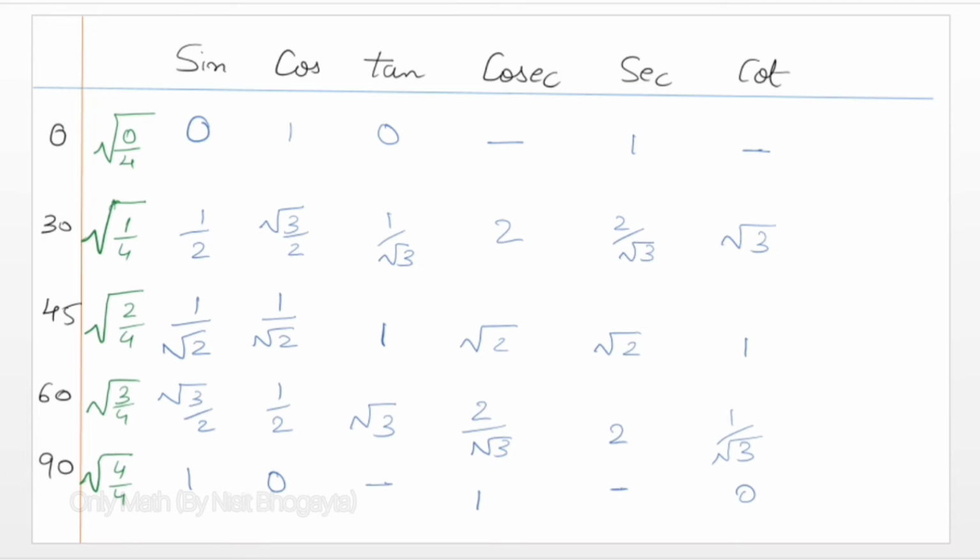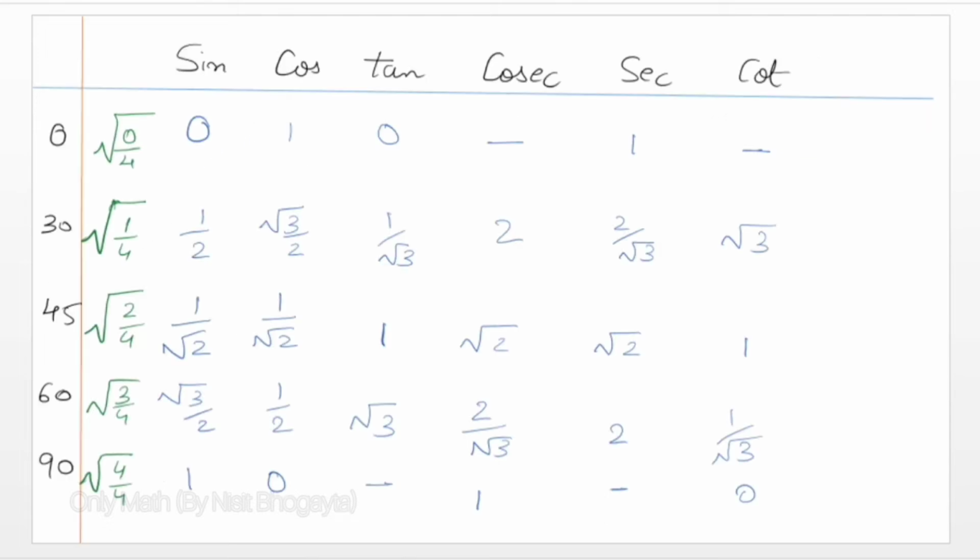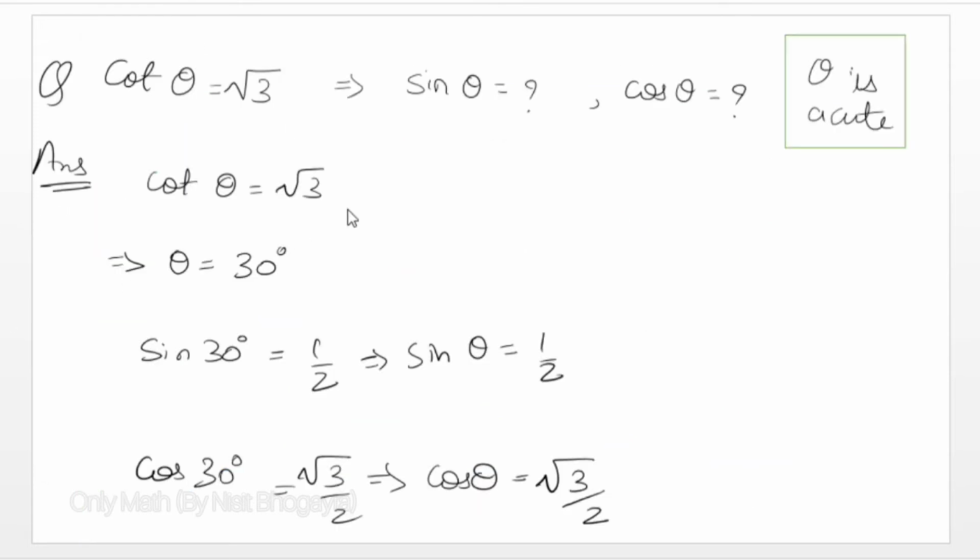Now how will these be useful to you? Let's have a look at one of the sample questions. In this question we have cot theta is root 3. So if you confirm the chart, look, cot theta is root 3 when angle is 30 degrees. So in this question, if you have cot theta as root 3, then theta will be 30 degrees.